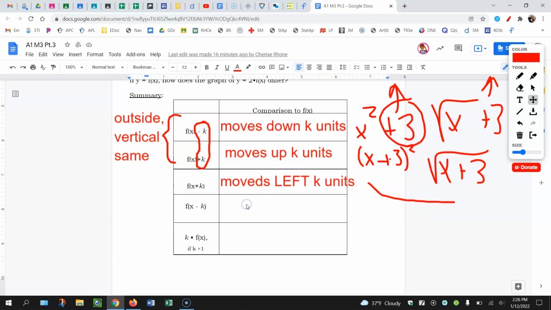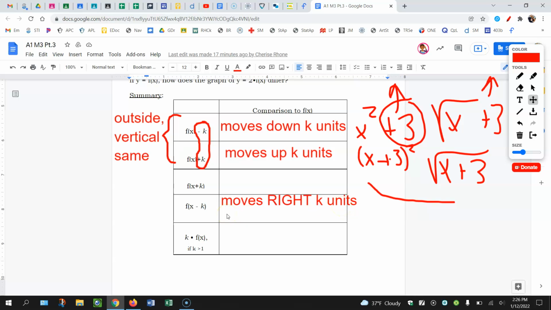This is going to move right k units. There. Well, you saw what was up there. Left k units, right k units. I guess I can't copy and paste.